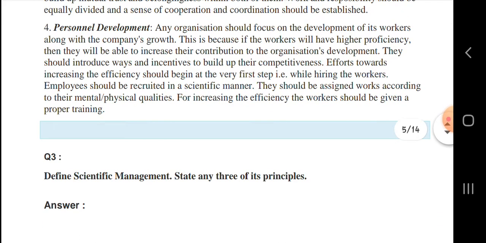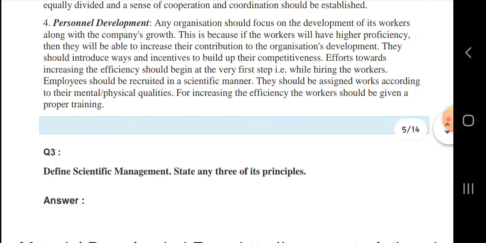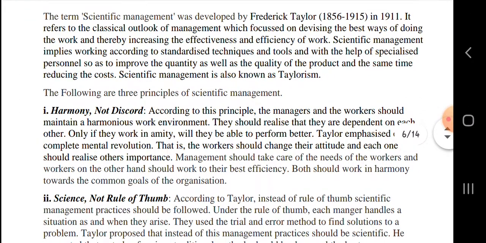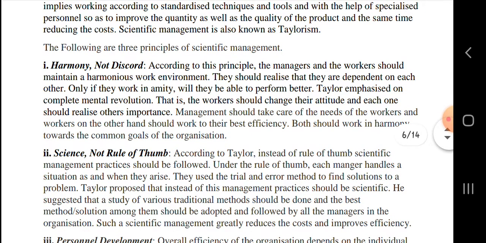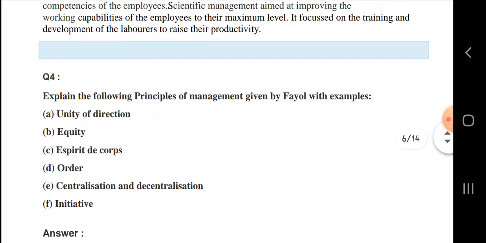And let us know about scientific management and the three principles. The term scientific management was developed by Frederick Taylor in 1911. It refers to the classical outlook of management which focused on devising the best ways of doing the work and thereby increasing the efficiency and effectiveness of the work. Next, harmony, not discord, you learned just now.